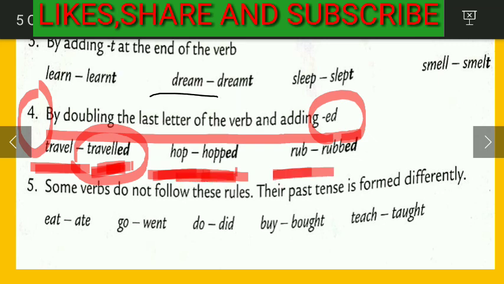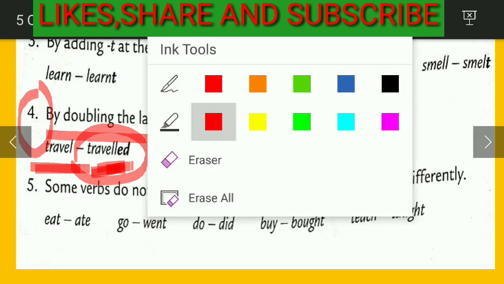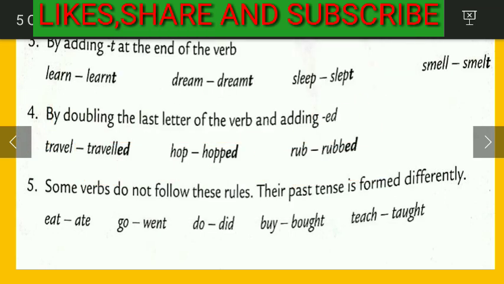Okay, here also you can see RUB, rub, and the last letter of rub is B, and so we have to double the last letter. That one is B, double B. We have to write double B, and after that we have to add ed to get the simple past tense of the verb rub. Okay, let's do it on our blackboard so that you can understand it in a better way. So first one is travel, then second one is hope, then rub. Okay, let's see.